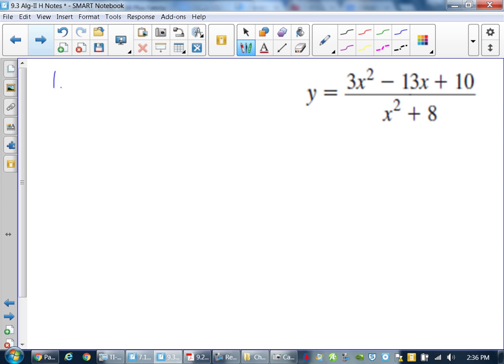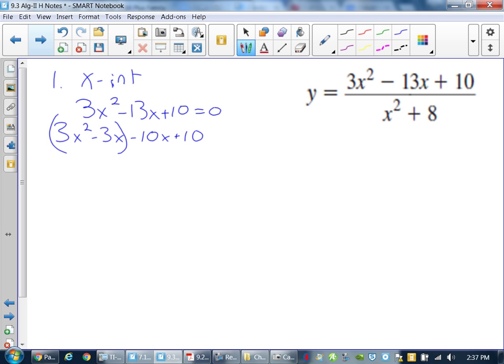First thing, x-intercepts. So I have to find the zeros of the numerator. What times what is 30? You add together to get negative 13. Negative 3, negative 10. Then we group it.